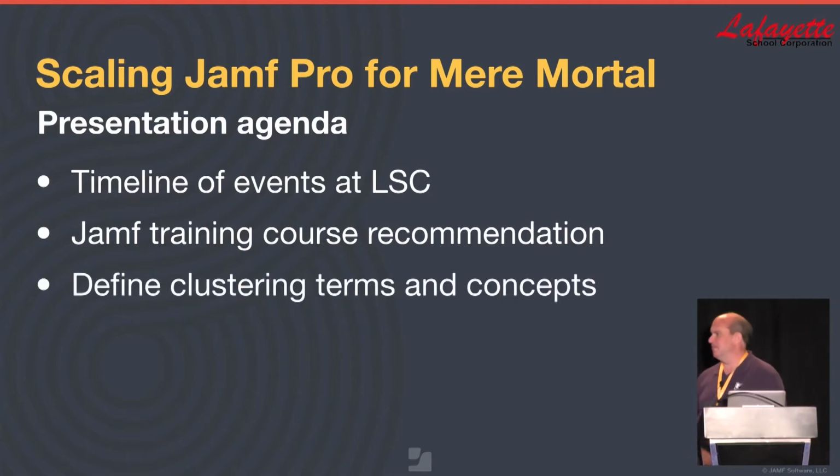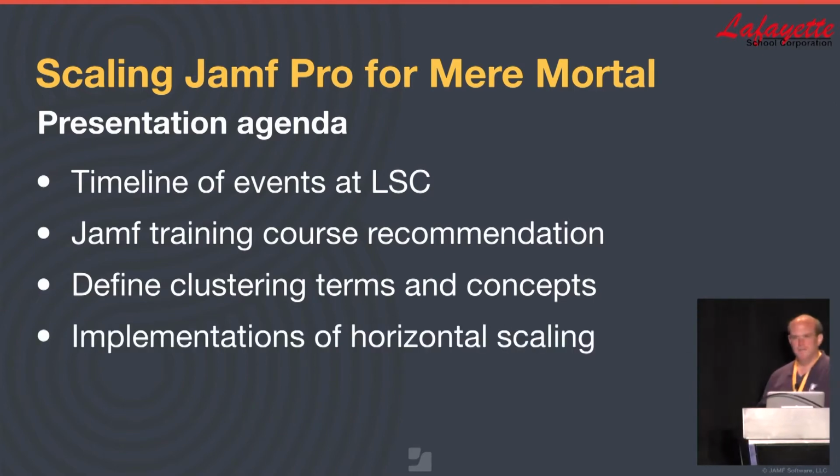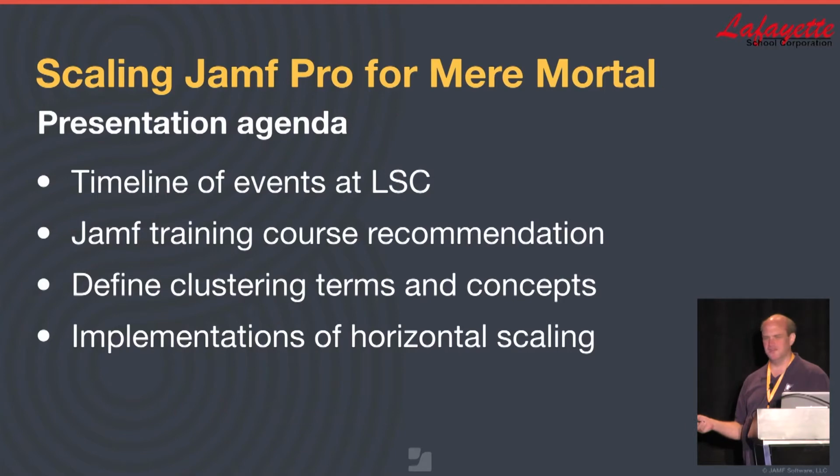Might define some basic clustering terms for those who've never dealt with this before. If you're like me, when 2 or 3 years ago I had just set up a single server, I couldn't tell you what split DNS was or any fancy terms like that. I might cover one of the terms, horizontal scaling, but I want to show you some of the various options you can do with it.